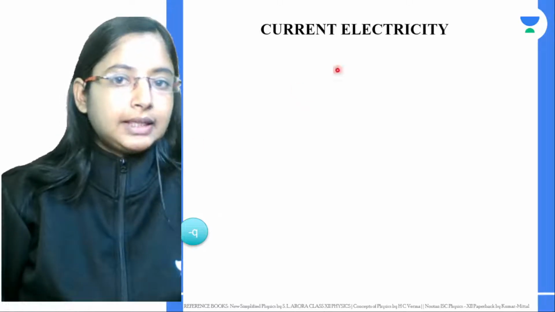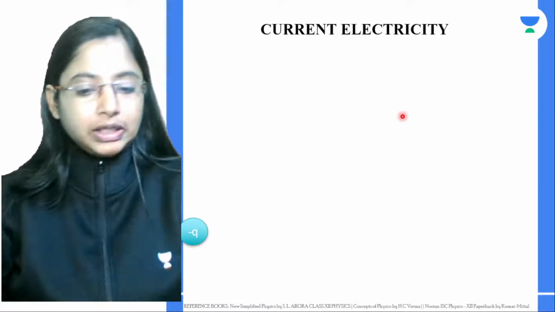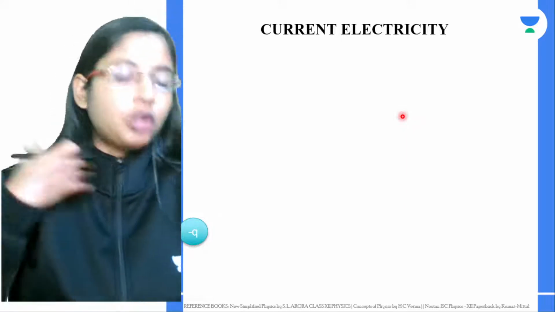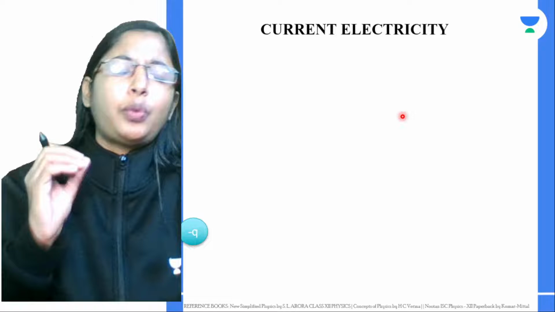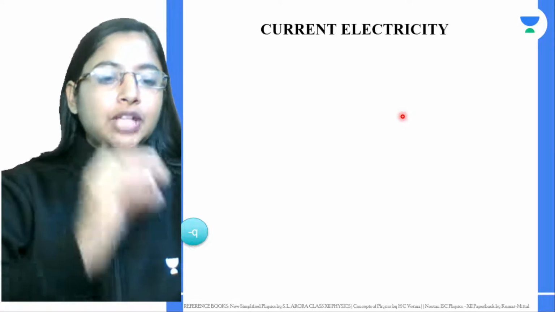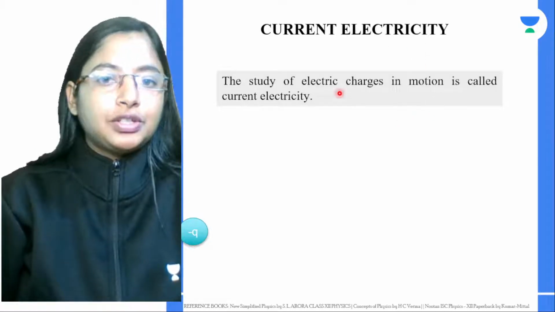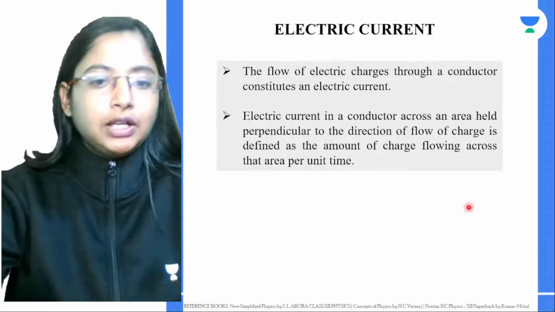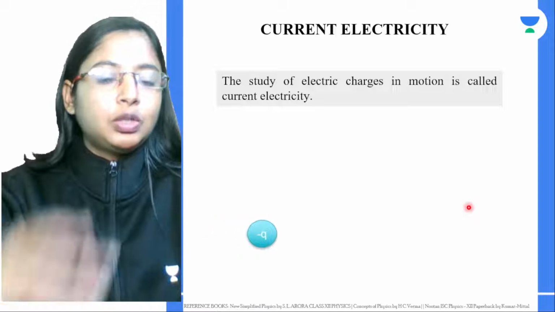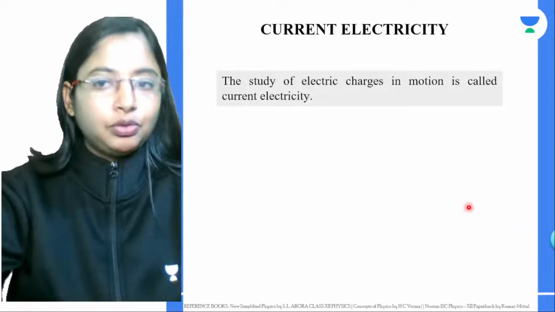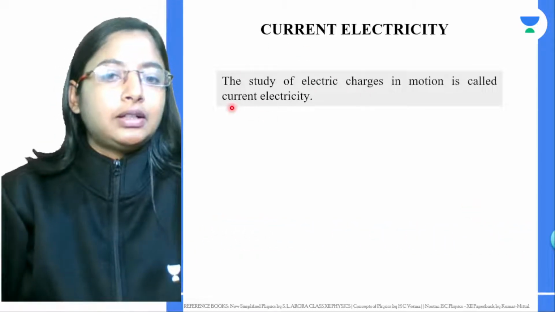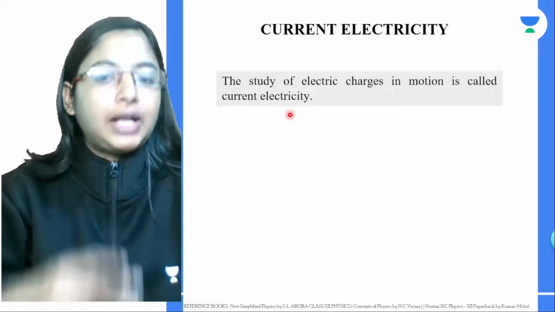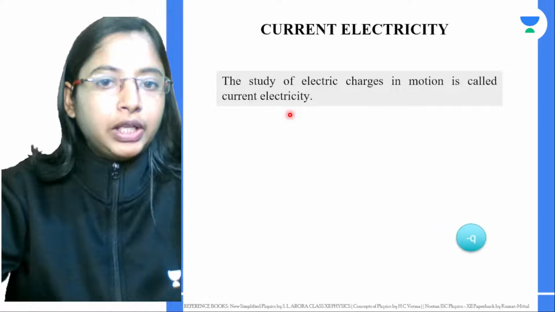With that note, let's start. What is current electricity? We saw the concepts in the previous class. Just in case anyone did not watch the last class recording, here is a quick overview. If you study the properties of an electric charge that is in motion, what are the properties associated with a charge when it is in motion? This is what you'll be studying under current electricity. You will be studying the properties of electric charges in motion.